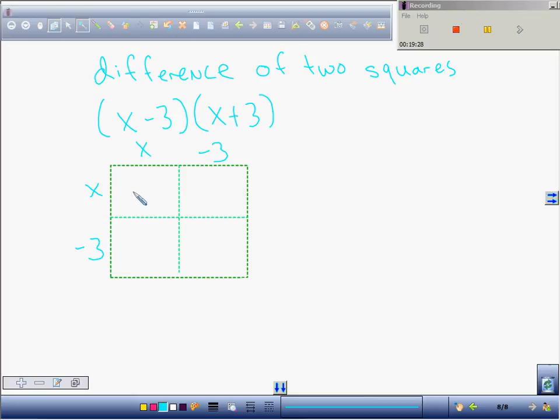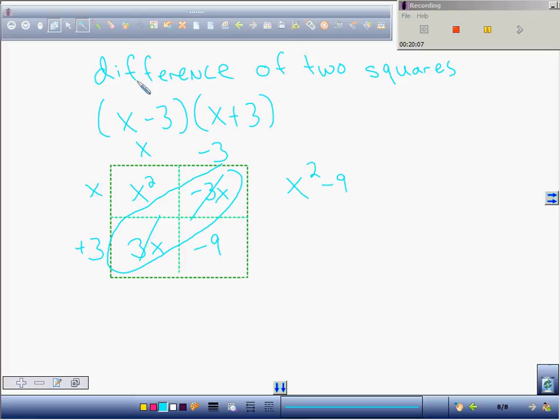What goes in this box, Luke? X squared, thank you. What goes in this box, Sam? Negative 3x. Good. What goes in this box, Maddie? Positive 3x. What goes in this box? Negative 9, right? Negative 3 times positive 3 makes negative 9, right? Let's combine the like terms. What happens? They cancel out, right? So I get x squared minus 9.